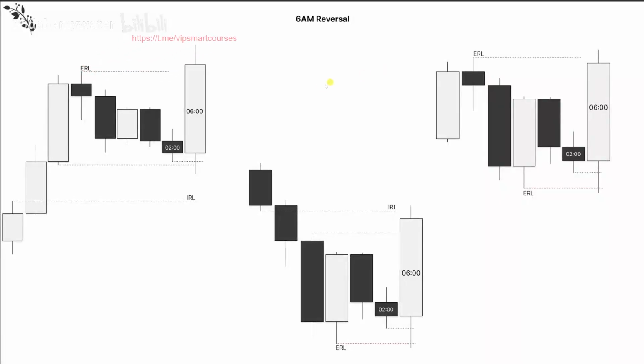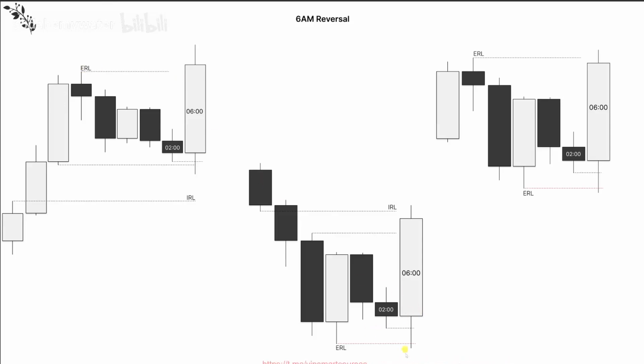In this slide, we'll be covering 6 a.m. reversals, which is very similar to a London reversal, but instead you want to see the new 4-hour candle, which in this case would be the 6 a.m. candle, open up and manipulate the previous 4-hour candle's higher low on one of the assets. As you see, this 4-hour candle opens up, manipulates this 2 a.m.'s low, trades into this IRL, then expands away towards this next drawn liquidity, which is this ERL.